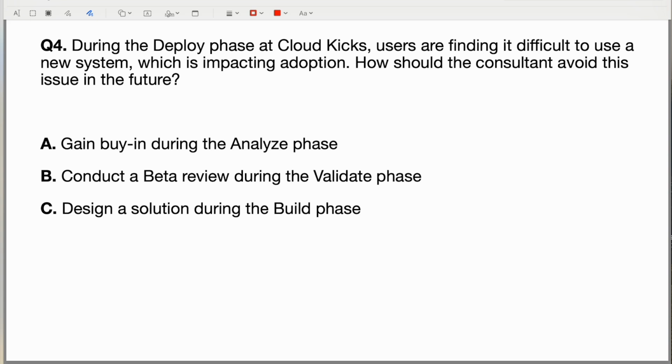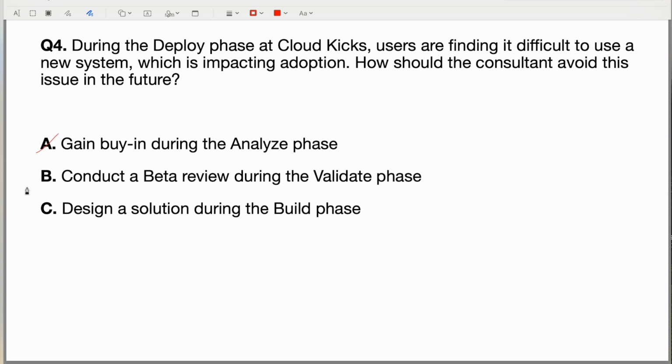So gain buy-in during the analyze phase, we're looking at choice A. This doesn't really make much of a difference. Gaining buy-in has nothing to do with the system being difficult to use, because you can gain buy-in, but if the system isn't working, then that's still going to impact adoption. So that's to be eliminated.